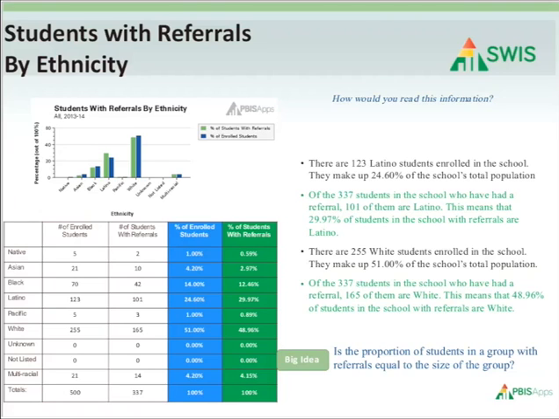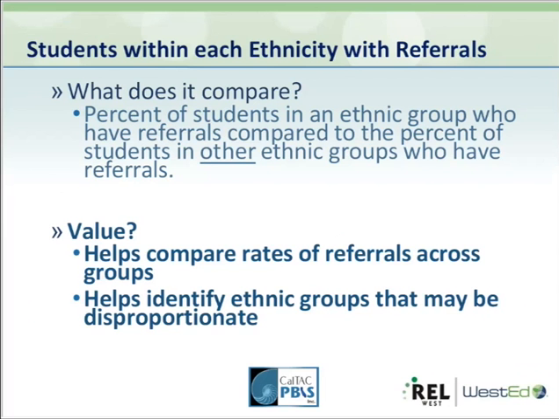So for this one, you can see the comparison being that there are 255 white students enrolled in the school, and they make up 51% of the school's population. But of the 337 students who have referrals, 165 of them are white. So this means that 48.9% of the students in the school with referrals are white, so slightly underrepresented.